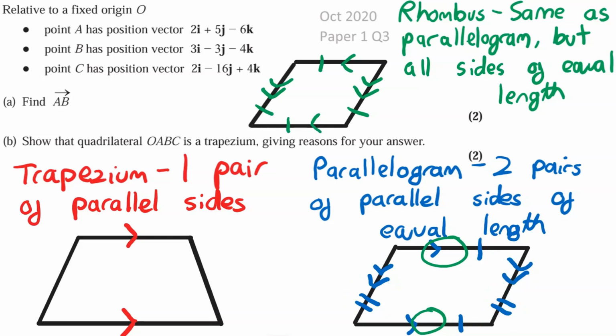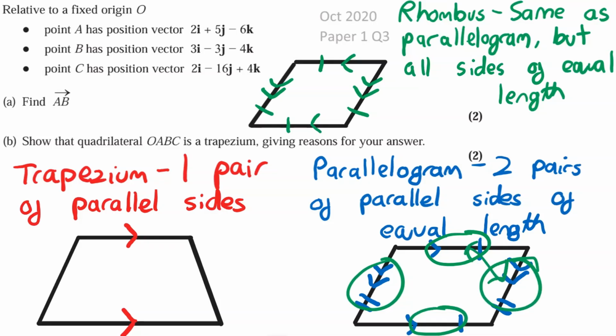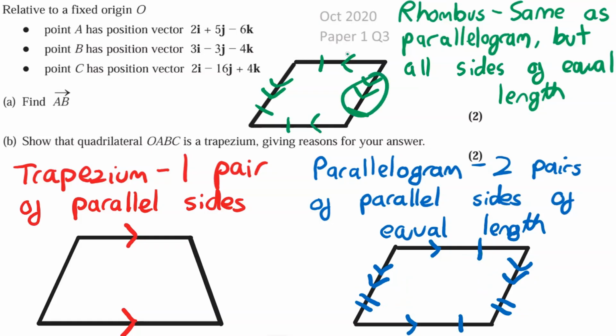A rhombus is very similar to a parallelogram, except all of the sides are the same length. So with a parallelogram, these two sides are the same length and these two sides are the same length, but these two sides are not the same length as each other, if that makes sense. Whereas a rhombus, that is the case. All four of these sides are the same length.